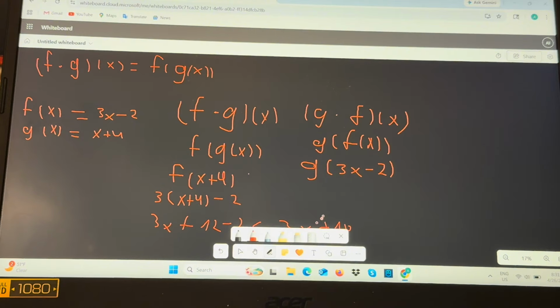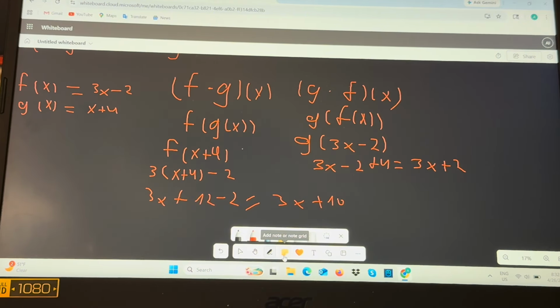So what we do is, we would say, instead of x, we'll put 3x minus 2, plus 4. Because g of x is x plus 4, so we just leave it there. So 3x minus 2 plus 4 is going to equal 3x plus 2.